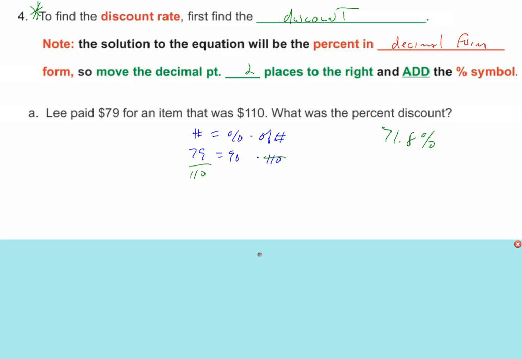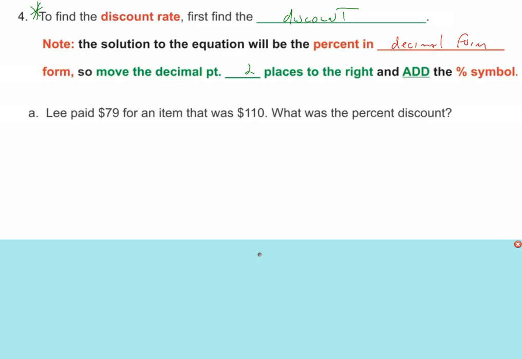Does that sound like that item was discounted 71.8%? Because it wasn't, okay? You see how that is clearly the wrong answer. Okay, so again, if you make that mistake, you're going to get the problem wrong. All right, with the asterisk up above, it says you must first find the discount.